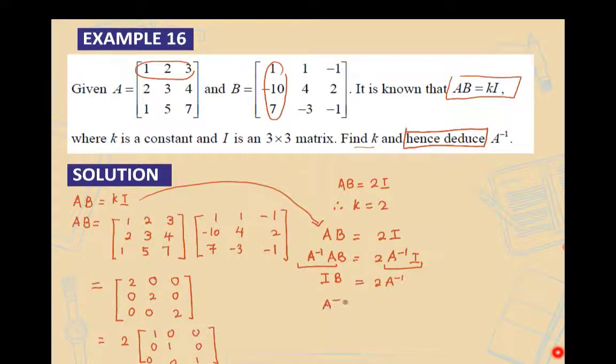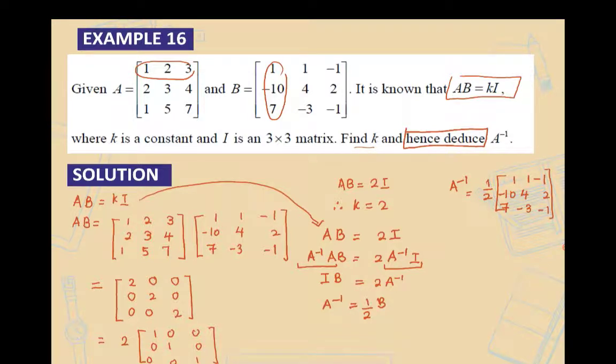So we want to find A inverse. Okay, identity times B will give us B, and 2 becomes 1 over 2. So this is the meaning of deduce. We do not find, we just deduce from the given information. So since A inverse is 1 over 2 B, we still have to write down the final answer. So 1 over 2 B, where B is 1, 1, negative 1, negative 10, 4, 2, 7, negative 3, negative 1. Okay, so this is B.